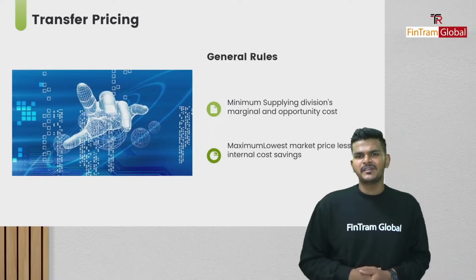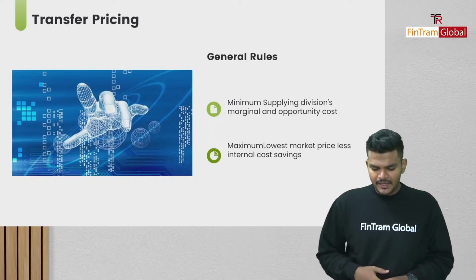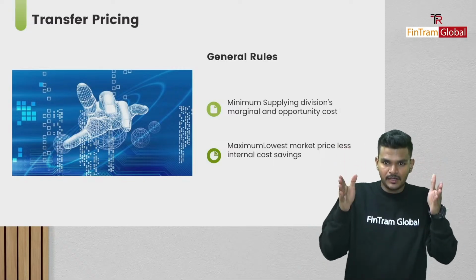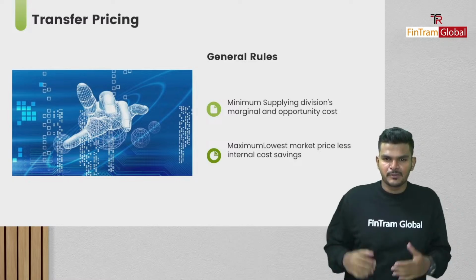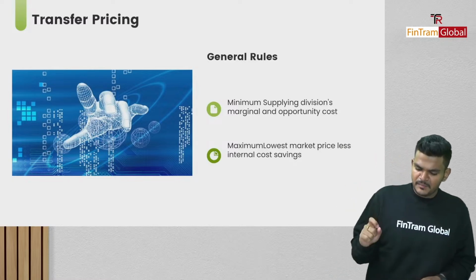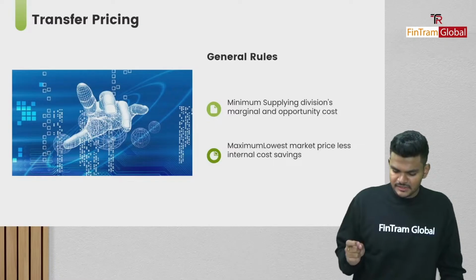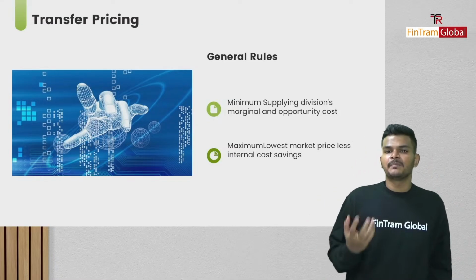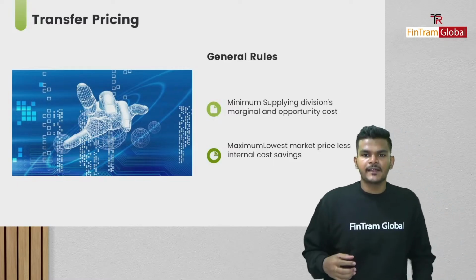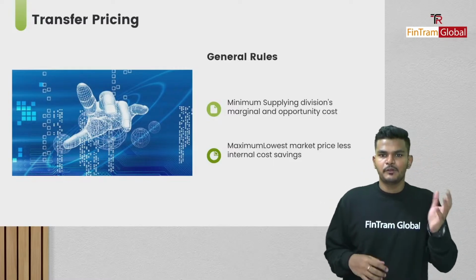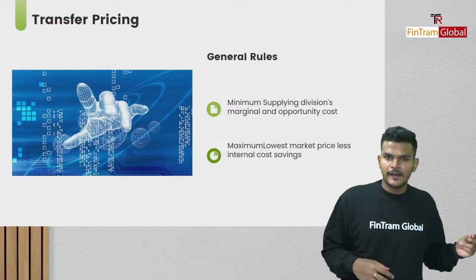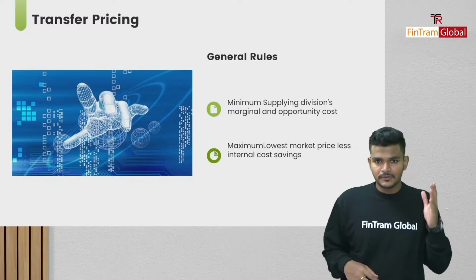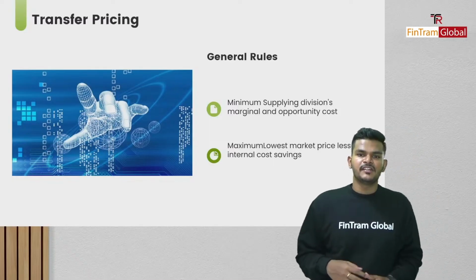And how do we determine that exactly? The transfer price can fall between two limits. What are these limits exactly? The minimum is the supplying division's marginal and opportunity cost. Who is the supplying division? The seller. If A is selling to B, A would be the seller. So A's marginal cost plus opportunity cost is one limit.